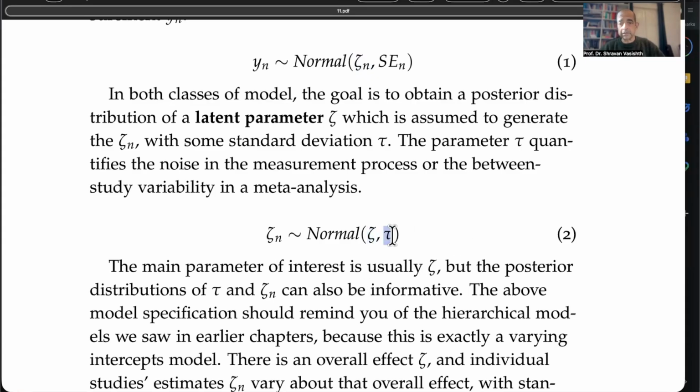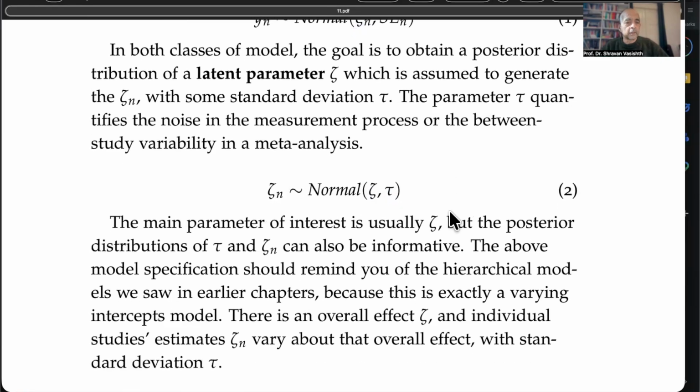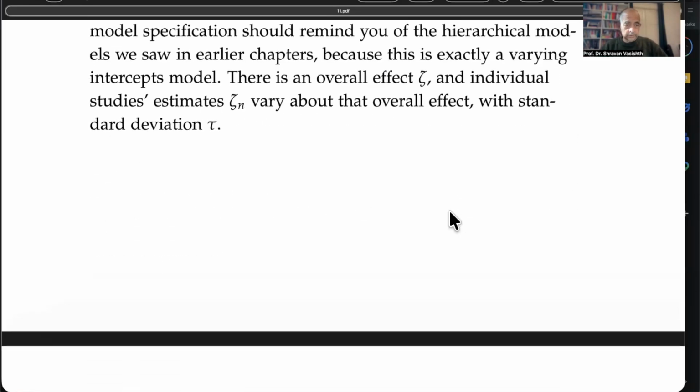The tau parameter is going to tell us how much between study variability, what they also call heterogeneity. So how variable are the studies across labs. That's a measure of that variability. And we'll also get estimates of each study's underlying effect size. So there will be n parameters here for zeta sub n, and then one parameter here and one parameter here. So if you have n studies, you have n plus 2 parameters in the model. So that's how it works.